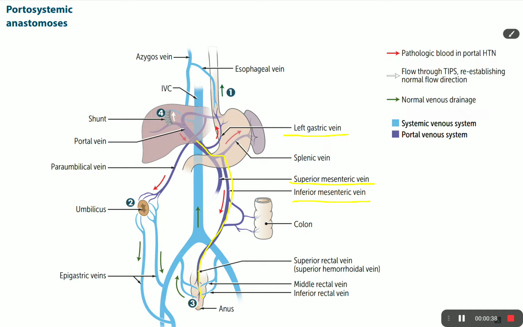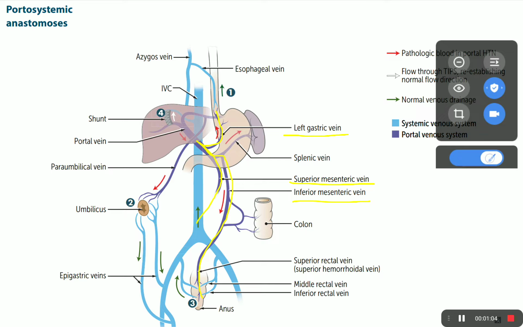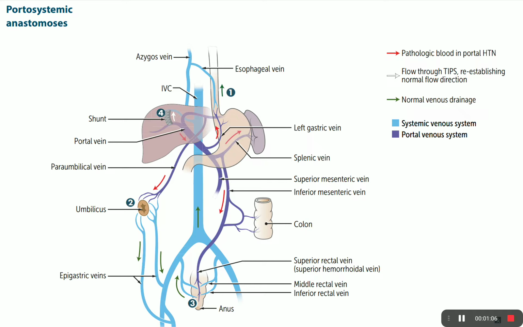Also, the superior mesenteric vein brings the venous drainage from the midgut and meets the splenic vein to drain into the portal vein. And the last one, the left gastric vein, brings the venous drainage from the stomach to drain into the portal vein. This is mainly the portovenous system.